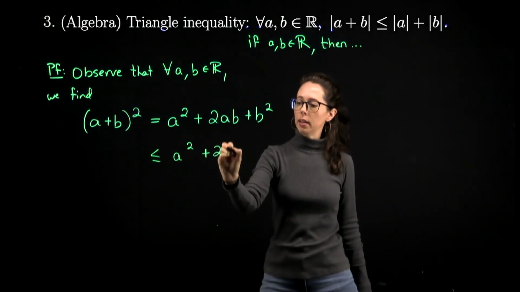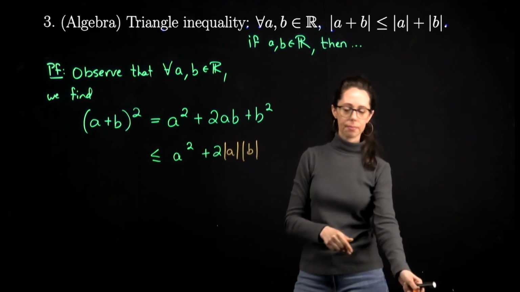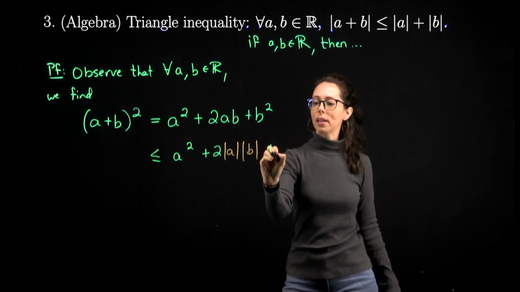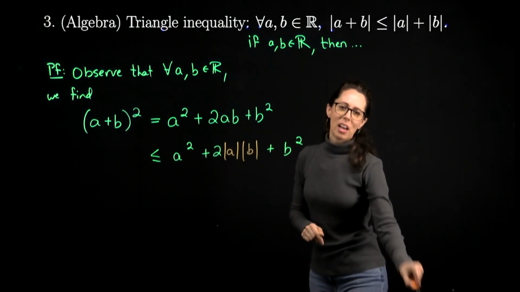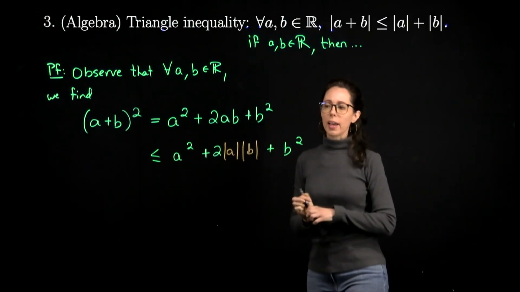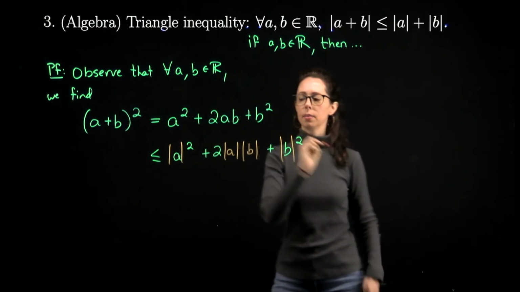Here's why it's an inequality. Absolute value of A, absolute value of B, plus B squared. Okay. I could do what I'm about to do on another line, but let me just also go ahead and say this.